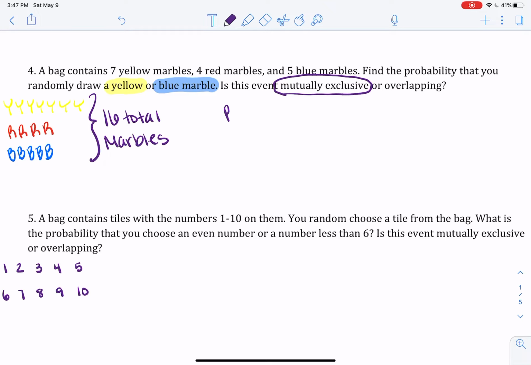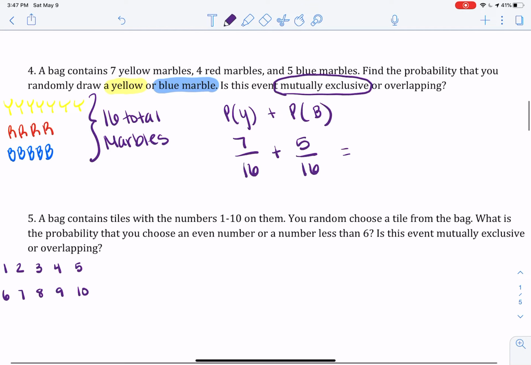So we're just going to take the probability that we draw a yellow marble plus the probability of a blue marble. Well, we've got 7 that were yellow, 4 red, and 5 blue. So we have 16 total marbles. So the probability that we get a yellow one, well, there's 7 yellow, so that'll be 7 out of 16. Plus the probability that we get a blue marble, well, that's 5 of them. So 5 out of 16. And 7 plus 5 is 12, so 12 out of 16.